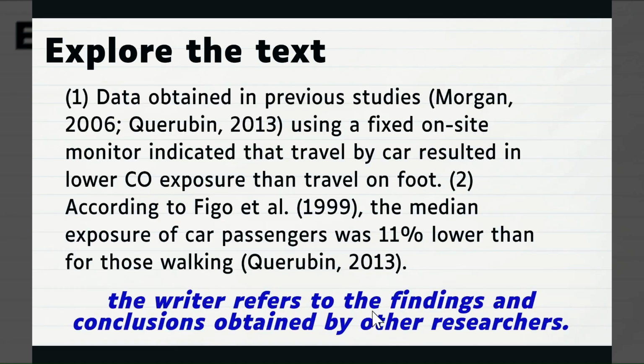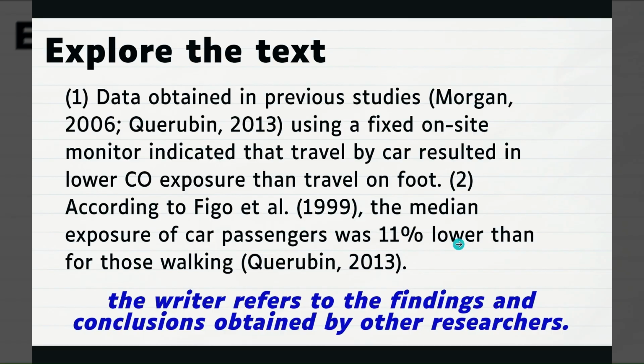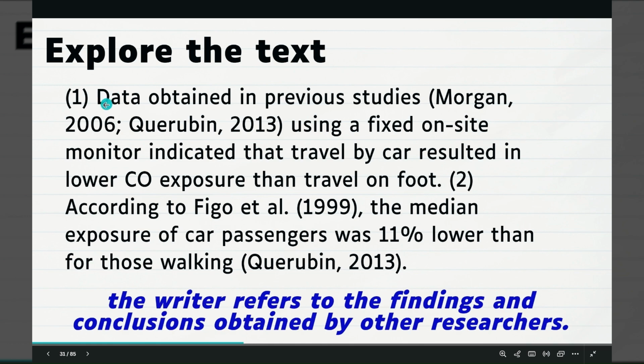Okay. So the correct answer here is that the writer refers to the findings and conclusions obtained by other researchers. So notice that this particular intention is realized in the terms "data obtained in previous studies" and then a reference to previous studies, like "according to Figo et al." Right? So the writer in this case began his writing of the discussion, or at least a part of the discussion, by citing other studies first.